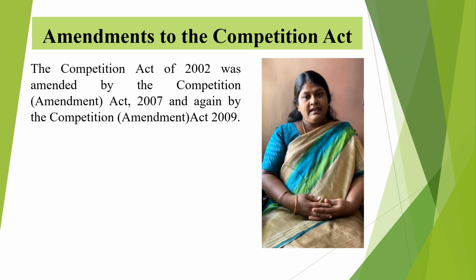Again, in the 2007 amendment, notice is to be given to the CCI in case of any merger or combination within 30 days, and a penalty was imposed for failure to give notice to the CCI. Then, establishment of the Competition Appellate Tribunal. Under this 2007 amendment, the tribunal was to be a 3-member quasi-judicial body headed by a chairman who is a judge of the Supreme Court or Chief Justice of a High Court.